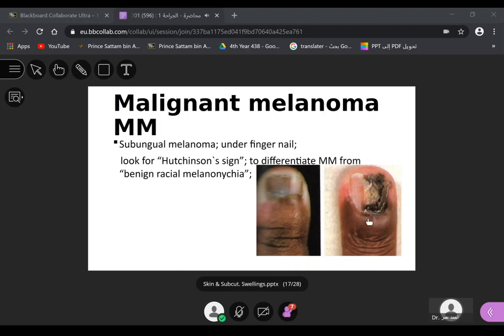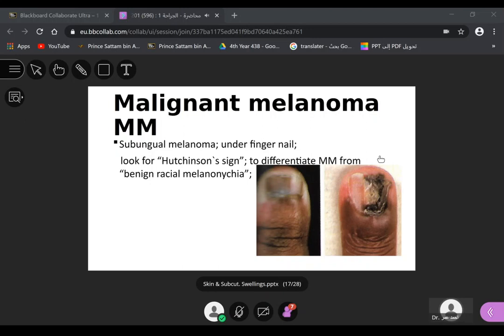How do you differentiate? By examining the nail fold. If you find the nail fold is swollen like that and looks invaded by the tumor, then this is a positive Hutchinson sign, which indicates that this is most likely a malignant melanoma rather than any other reason.